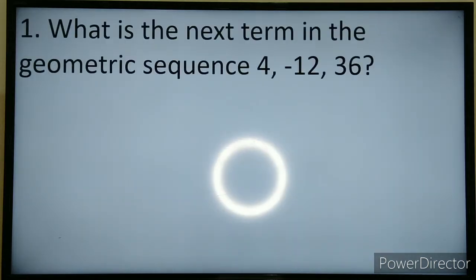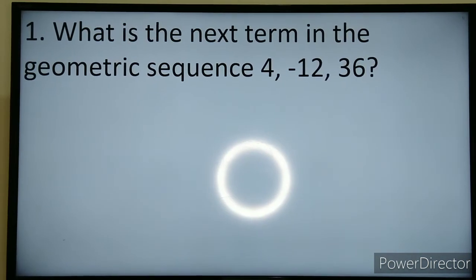Question number 1. What is the next term in the geometric sequence for 4, negative 12, 36? First thing to do is know what is the definition of geometric sequence. If it is a geometric sequence, we will consider here the common ratio. To find the common ratio, simply divide the second term by the first term.